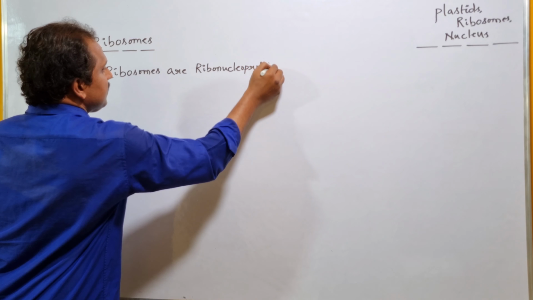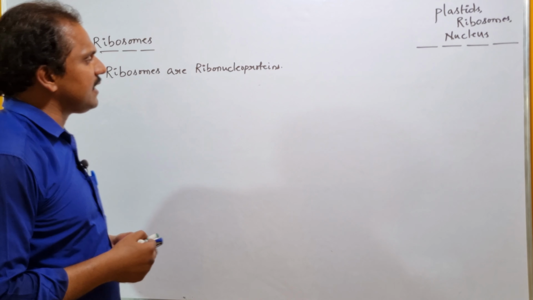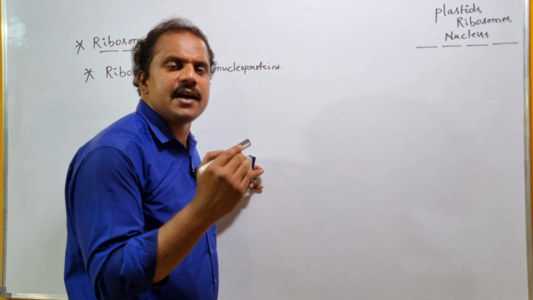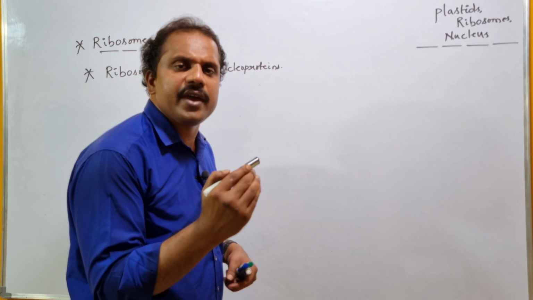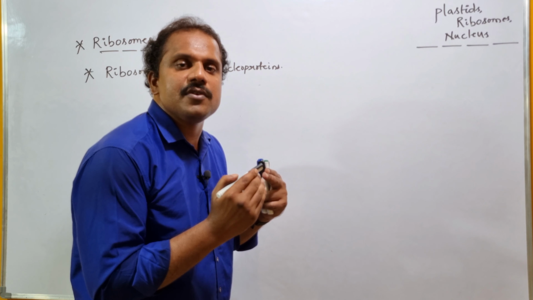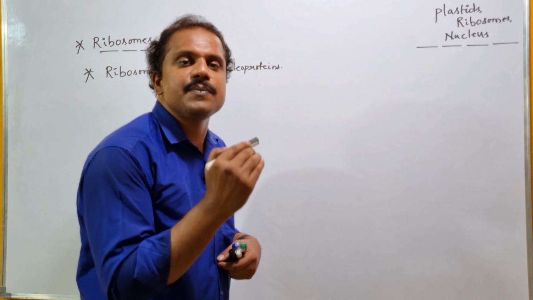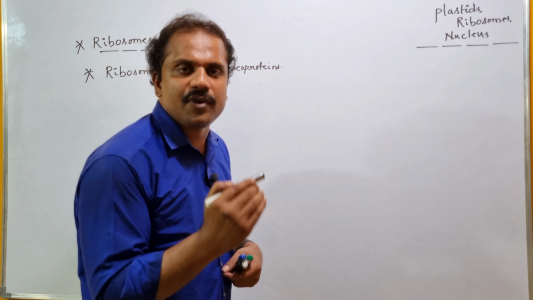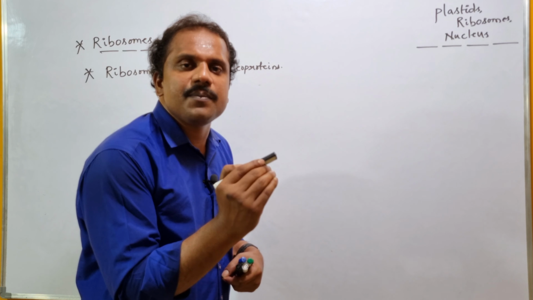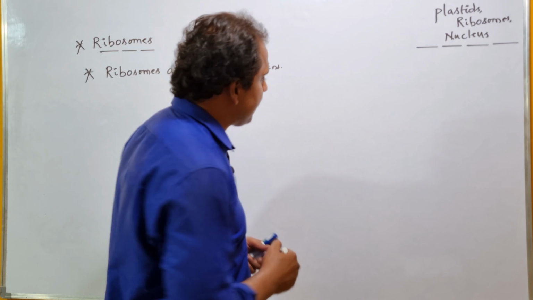And the ribosomes are present both in prokaryotes as well as in eukaryotic cells. Though they are observed in both prokaryotic and eukaryotic cells, the ribosomes present in prokaryotes are quite distinct from those present in eukaryotes. So in prokaryotes, the ribosomes are termed as what? 70S ribosomes. So let me write it here.